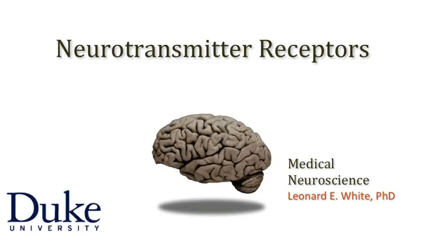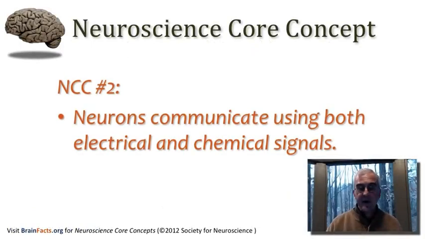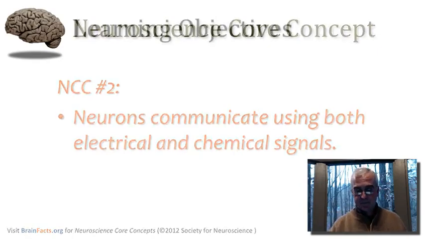Welcome to this tutorial about neurotransmitters. We continue to talk about our core concept about how neurons communicate through both electrical and chemical signals. And last time we spent our tutorial talking about the nature of the chemical signals, the neurotransmitters. Now we're going to talk about the receptors that they interact with.